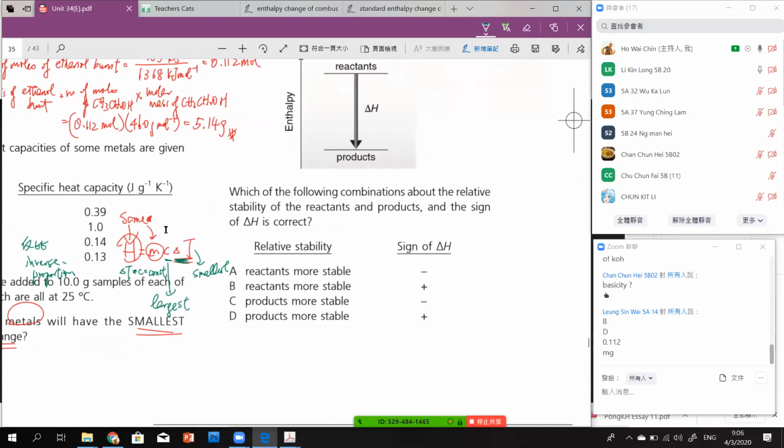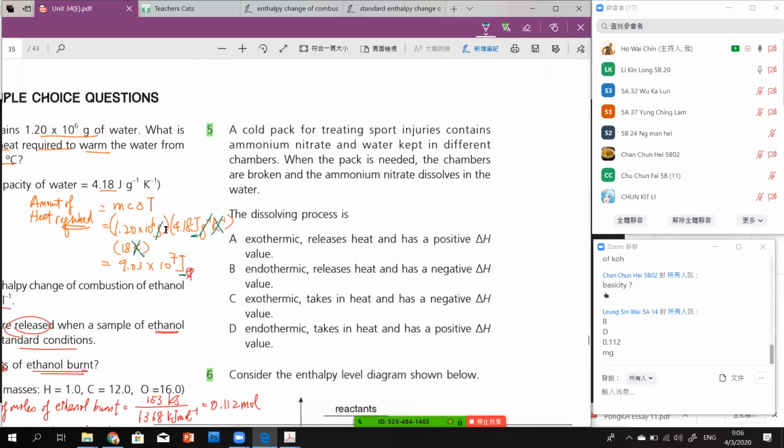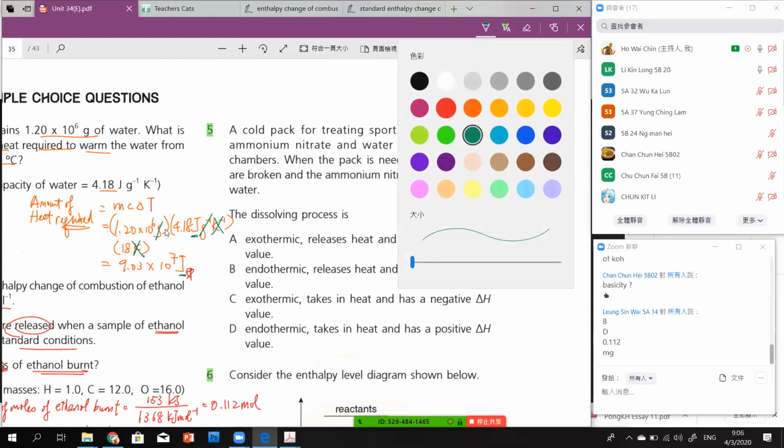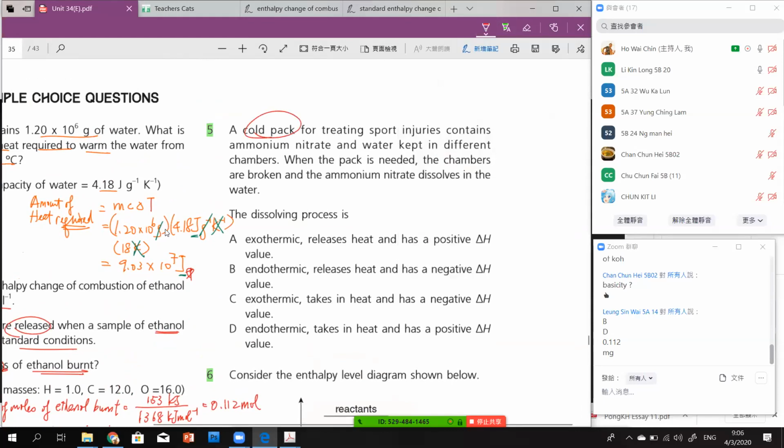If no questions, we'll come to question 5. A cold pack for treating sports injury. So you may see the word cold pack. Underline the word cold pack. Sports injury packs have ammonium nitrate and water kept in different chambers. When the pack is needed, the chambers are broken and the ammonium nitrate dissolves in the water. The dissolving process is A, B, C, or D.